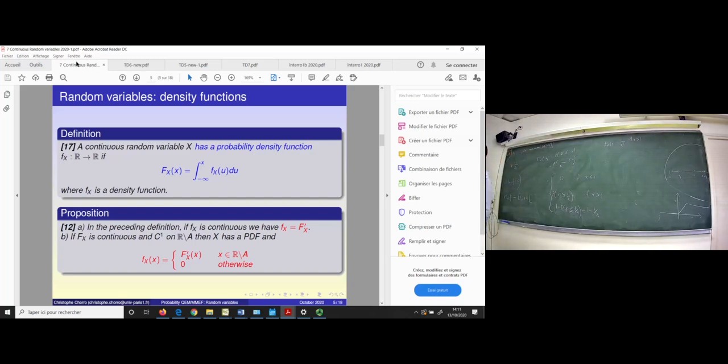It's the density function of the inverse of a uniform on the interval 0, 1. How did I obtain it? Computing the derivative of this one. 0 here and here. The derivative of this one gives me exactly this one if x is strictly greater than 1. Okay? So this is the density function of the inverse of a uniform. Okay, it's not a classical distribution, but you have this one.